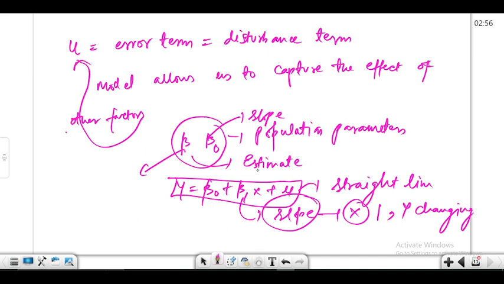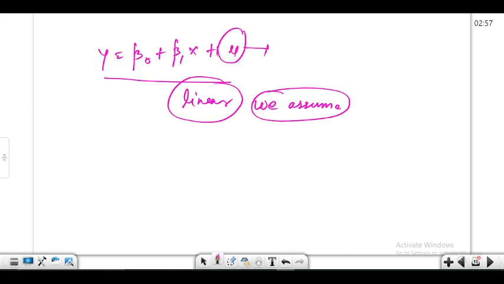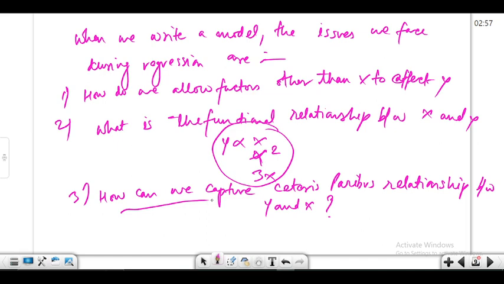So how real is the impact of x, or the change in x, on y? That is being captured by beta naught. Sorry, that is being captured by beta 1. This is beta naught. So the entire game is to estimate the values of beta naught and beta 1. Okay, so that's what we'll focus upon. So the third question that was put up was, how can we capture the ceteris paribus relationship between y and x?